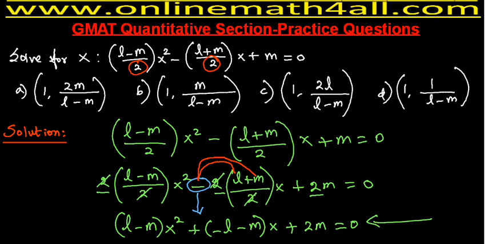In that situation the quadratic equation could be solved easily using the method of factoring, and we got two values for x. They are 1 and 2m over L negative m. So option A is correct. I hope now the students can understand how this kind of quadratic equation can be solved using the method of factoring.